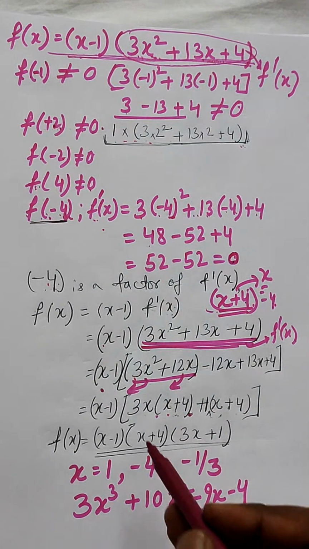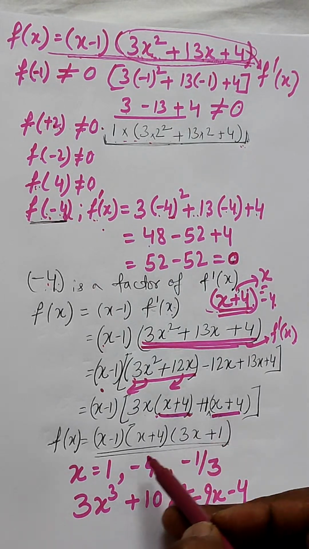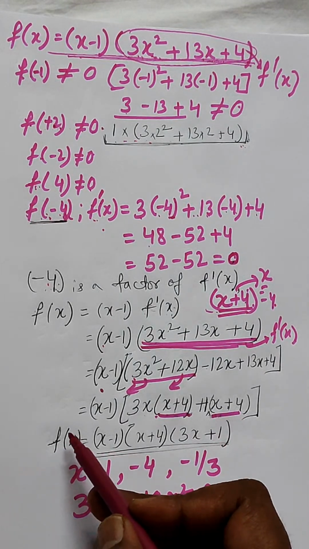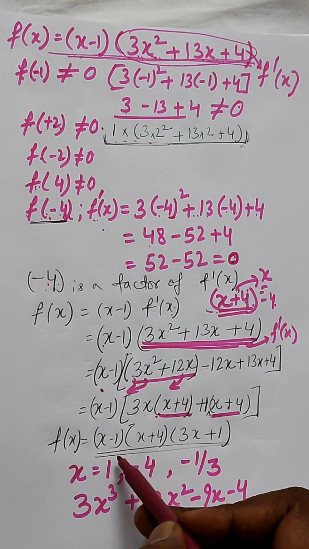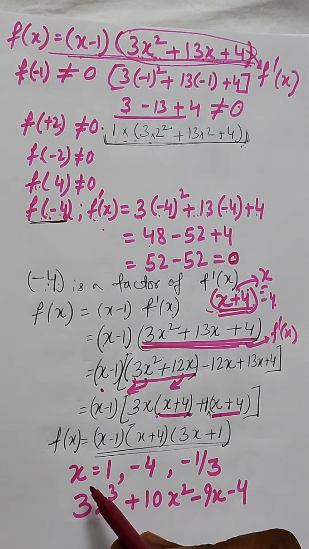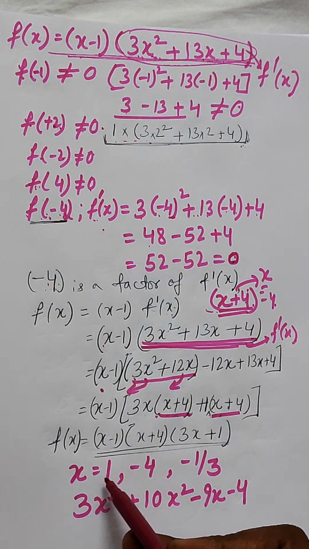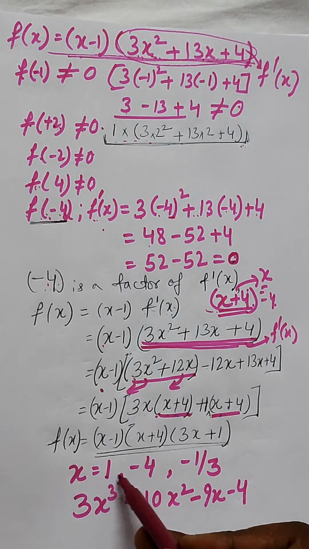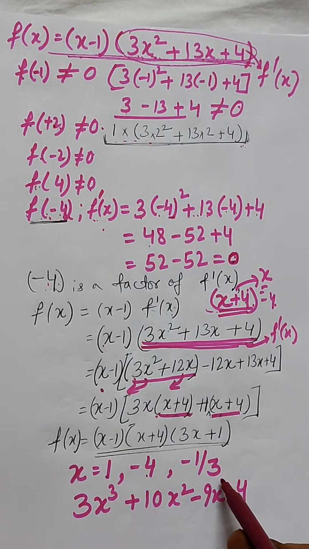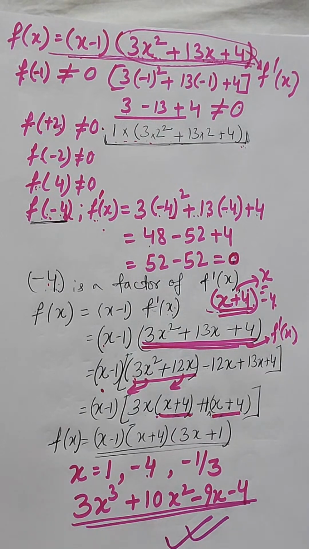So finally, when x plus 4 is taken out from the f dash x, our polynomial f(x) will become x minus 1, x plus 4, 3x plus 1. So this will give you the zeros, that means the roots or the values of that particular given polynomial, as x equal to 1, minus 4 and minus 1 by 3. So these are the three zeros of the polynomial 3x cube plus 10x square minus 9x minus 4. And this way we have solved the question.